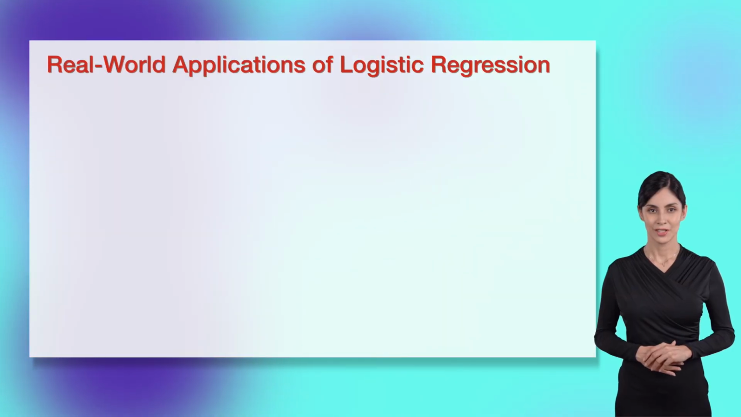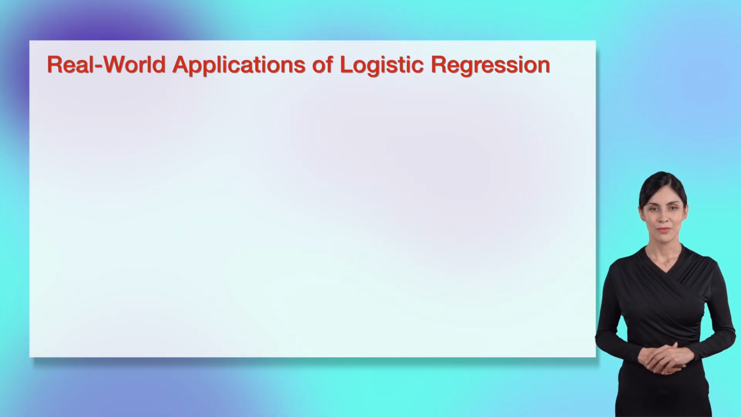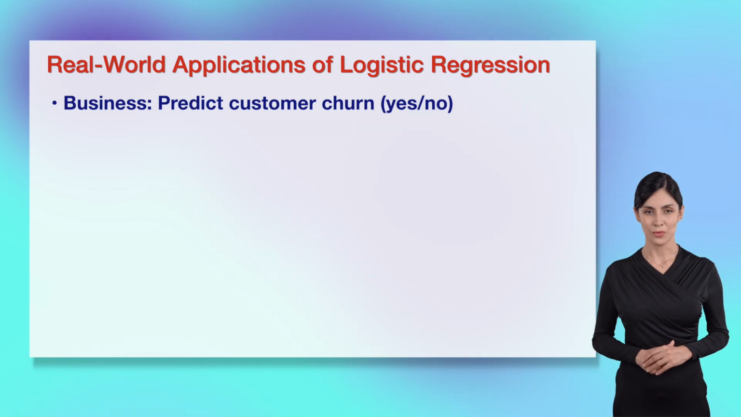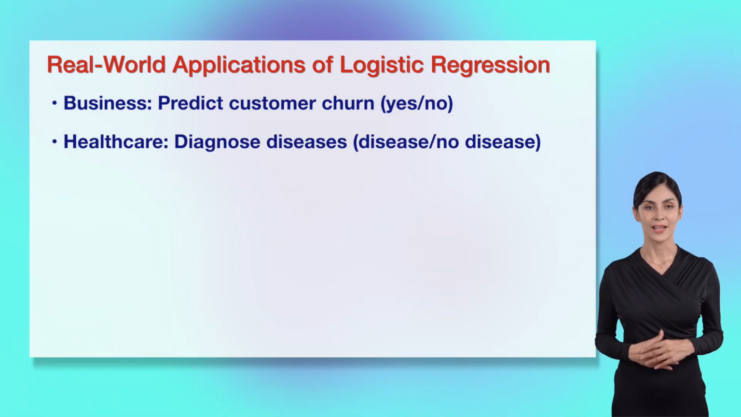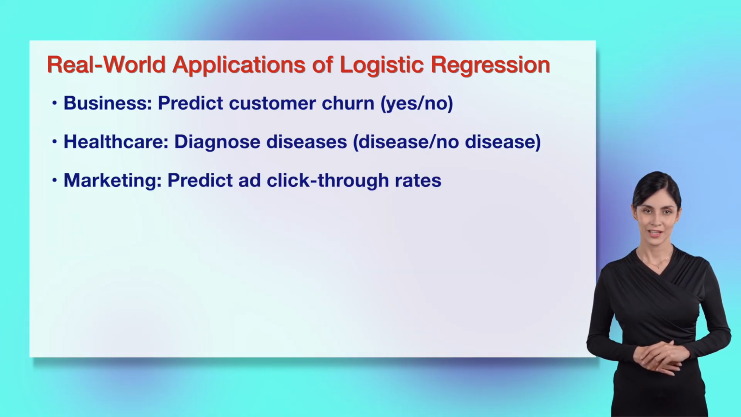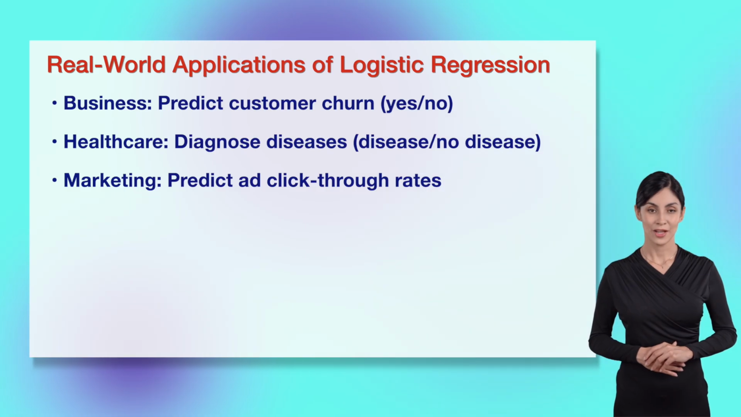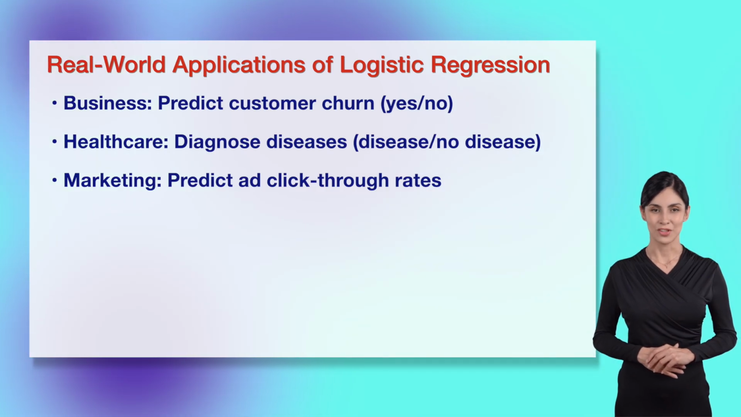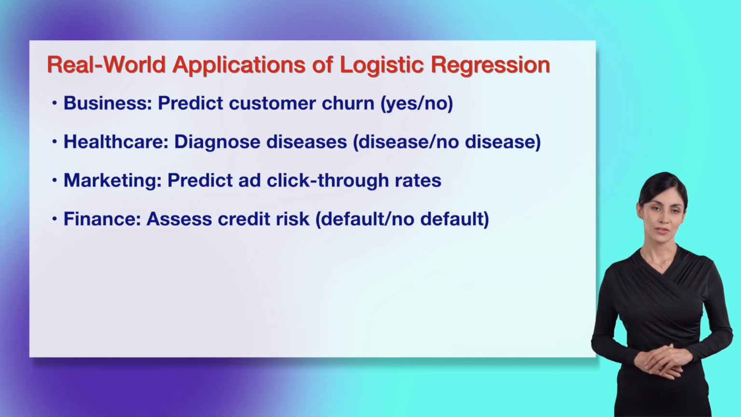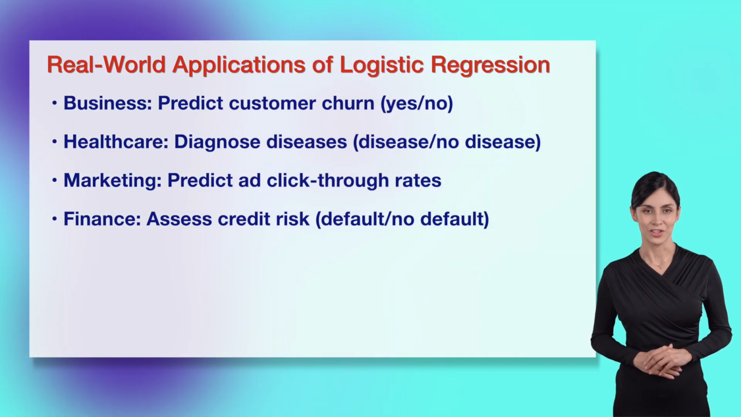Logistic regression has amazing real-world applications, and I'm so inspired to share them. In business, it can predict customer churn, determining if a customer will leave, yes or no, helping retain them. In healthcare, it diagnoses diseases, classifying patients as having a disease or not, aiding medical decisions. In marketing, it predicts ad click-through rates, helping optimize campaigns for better engagement. In finance, it assesses credit risk, predicting if a borrower will default or not, guiding lending decisions.